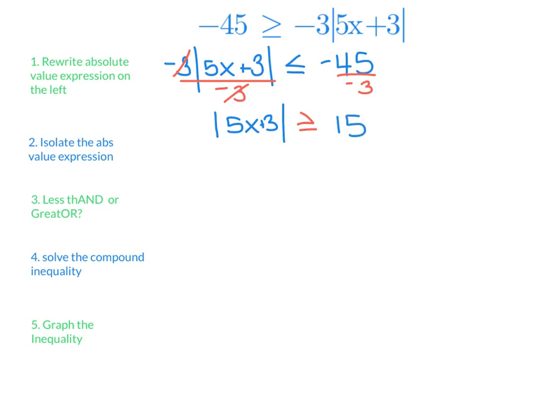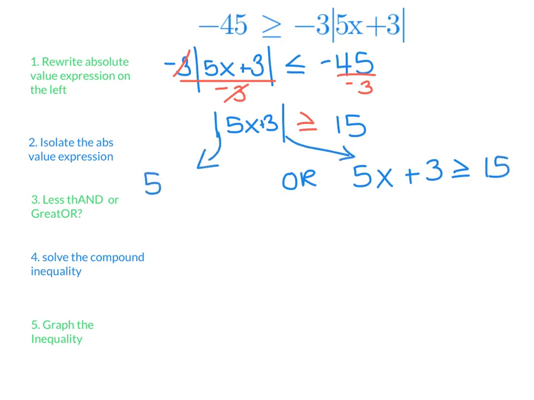Now that it's isolated, I am going to decide if it's an and or an or. So I read this out loud. That's greater than or equal to. So I go greater. This is an or. This is the one that gets written as two separate inequalities. One of them is exactly as I see. I just erase the absolute value signs. I kind of think of it as, where do they go? Well, they become these little arrows as I split it into two.